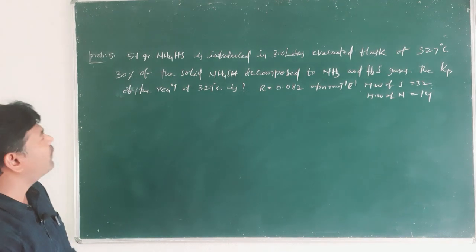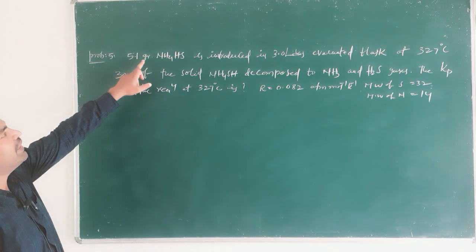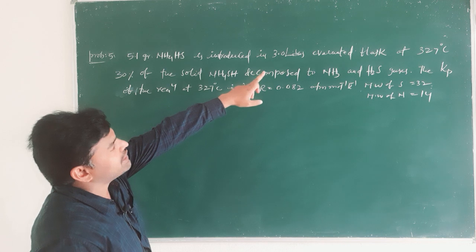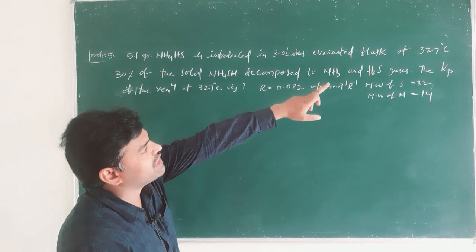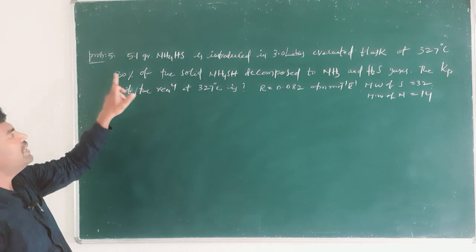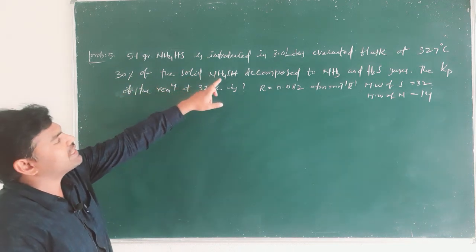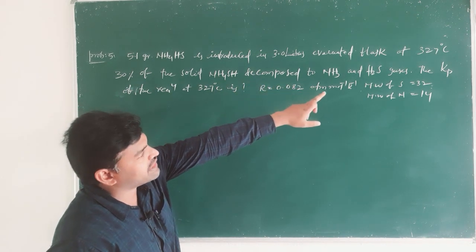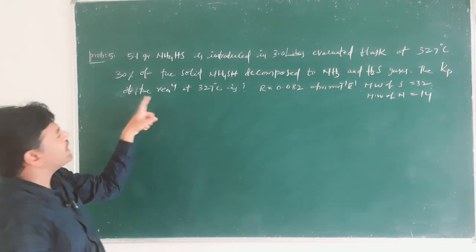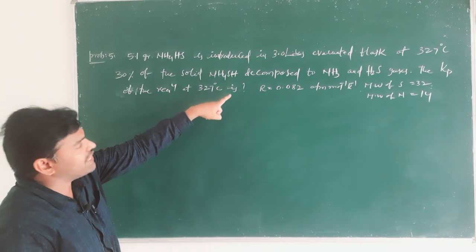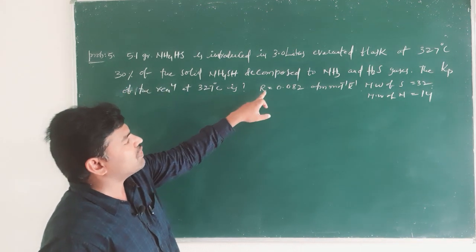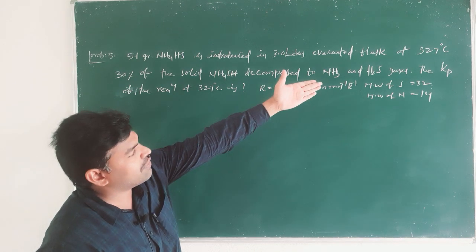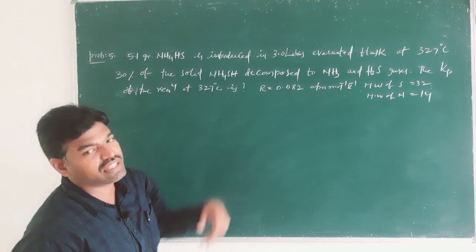Okay. Problem 5: 5.1 grams of NH4HS is introduced into a 3 liter evacuated flask at 327 degrees centigrade. 30% of the solid NH4HS decomposed to NH3 and H2S gases. Find the Kp of the reaction at 327 degrees centigrade. R is equal to 0.082 atmosphere liter per mole per Kelvin. The molecular weight of sulfur is 32 and of nitrogen is 14.